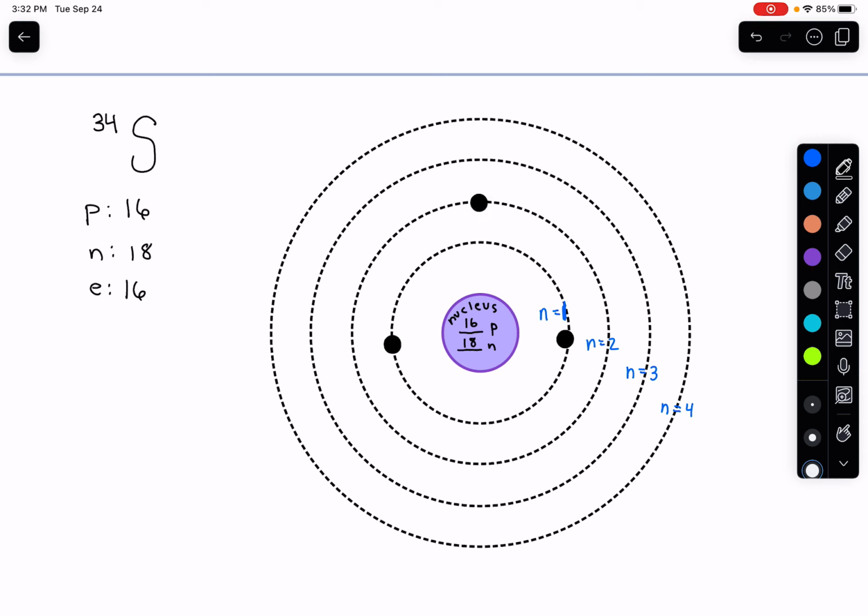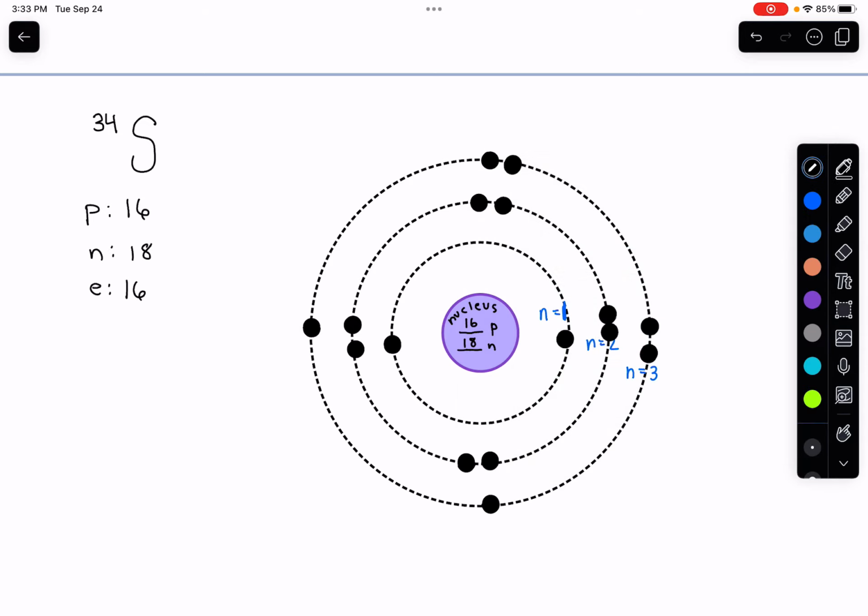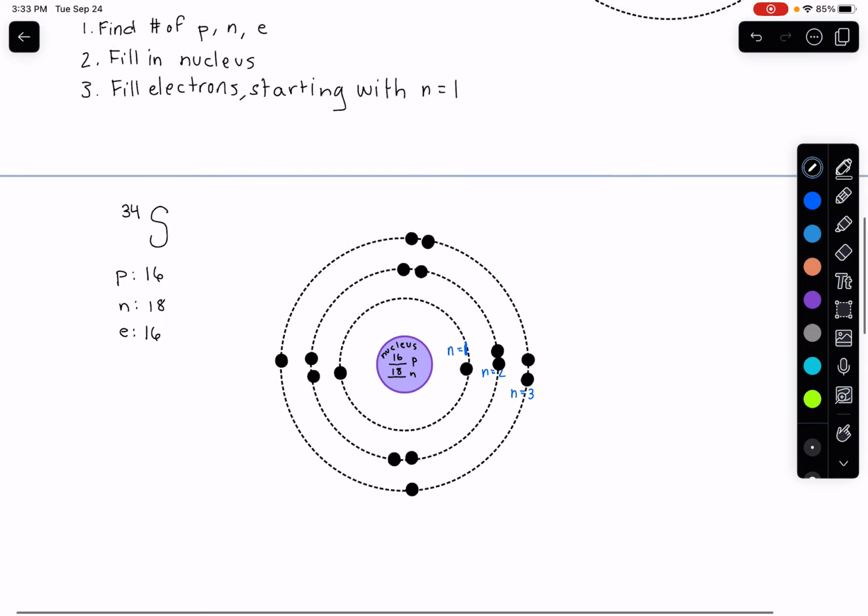So 1, 2, 3, 4, 5, 6, 7, 8, 9, 10. Filling up the first 2 rings will always bring you up to 10 electrons. If I have put 10 electrons on my model, that means I only have 6 left because I only have 16 electrons in this atom. So the remaining 6 will just go on this outermost ring. And that would be what I have drawn for my Bohr model. So you can see here for this example, I actually ended up not even using n equals 4, so I'm just going to erase it completely. I don't actually need it for my problem. And that's how you would draw a Bohr model.